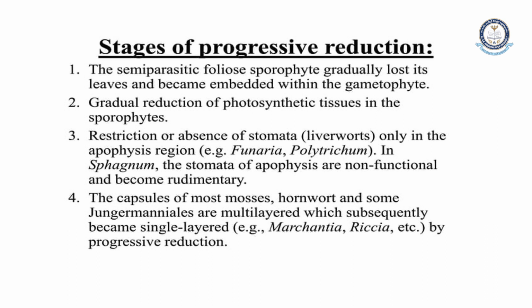There is restriction or absence of stomata, for example in liverworts; in mosses like Funaria and Polytrichum, stomata are only in the apophysis region. In Sphagnum, the stomata of the apophysis are non-functional and become rudimentary. Here the capsule wall of most mosses, hornworts and some of the Jungermanniales is multi-layered, which subsequently becomes a single layer, as in Marchantia, Riccia, etc.